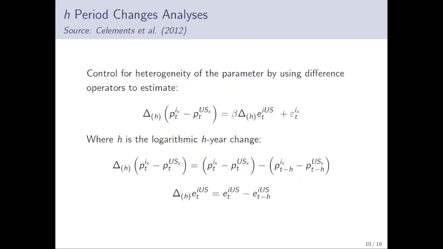In addition to the absolute law of one price and purchasing power parity specifications defined in the previous slides, we can also control for the heterogeneity of the alpha parameter by estimating the following H-period difference equation. The H-period difference is simply the current logarithmic domestic foreign price ratio minus the logarithmic domestic foreign price ratio H periods earlier. The same applies for the exchange rate.